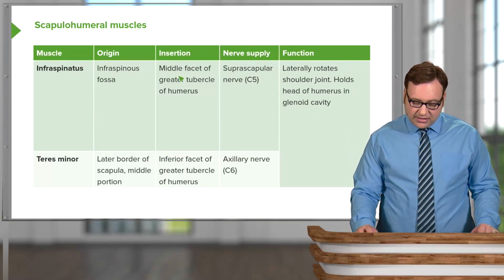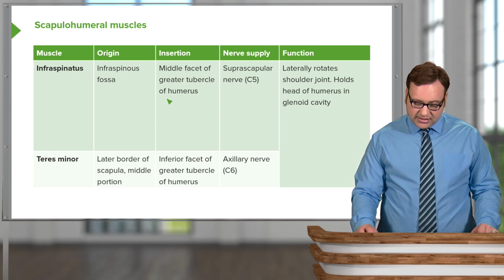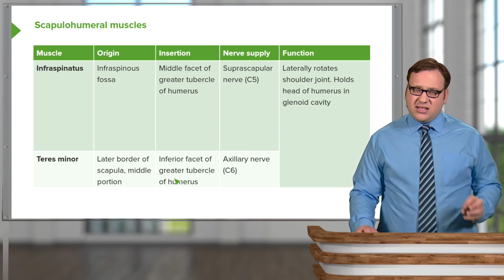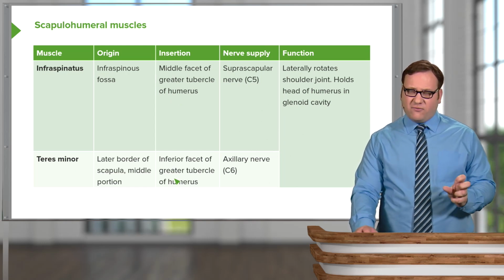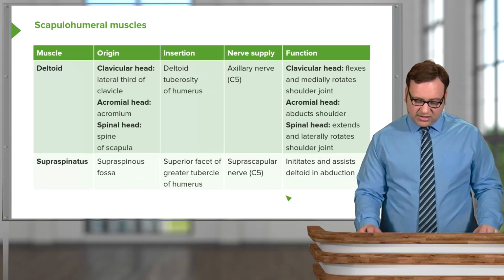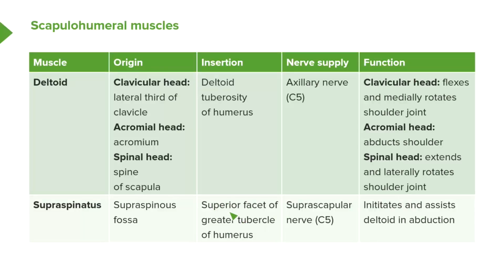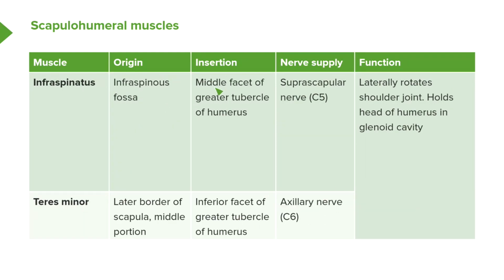We then have the infraspinatus going to the greater tubercle. We have teres minor going to the greater tubercle. And these go to specific parts of the greater tubercle. We can see the supraspinatus passes to the superior facet on the greater tubercle. The infraspinatus passes to the middle facet, and teres minor passes to the inferior facet. So they pass to specific regions of the greater tubercle. They don't all pass to the same place. They pass to specific regions.